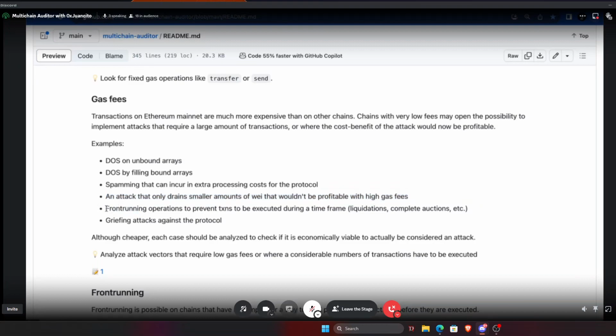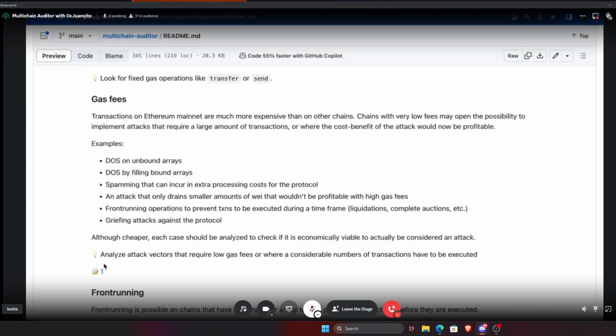Also front running. So in Ethereum, you can front run an operation, but in order to front run an operation, you have to pay more gas than the person who executes it originally. So you'll end up paying a lot more as an attacker if you want to do so. But on some cheaper chain, this might be cheaper.